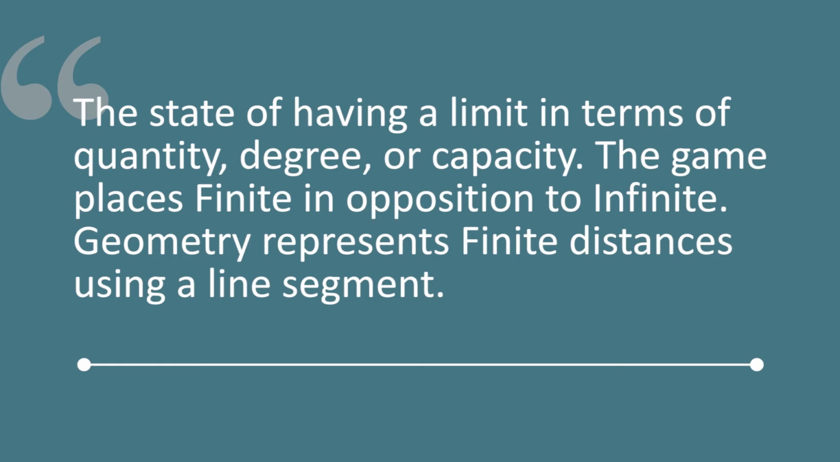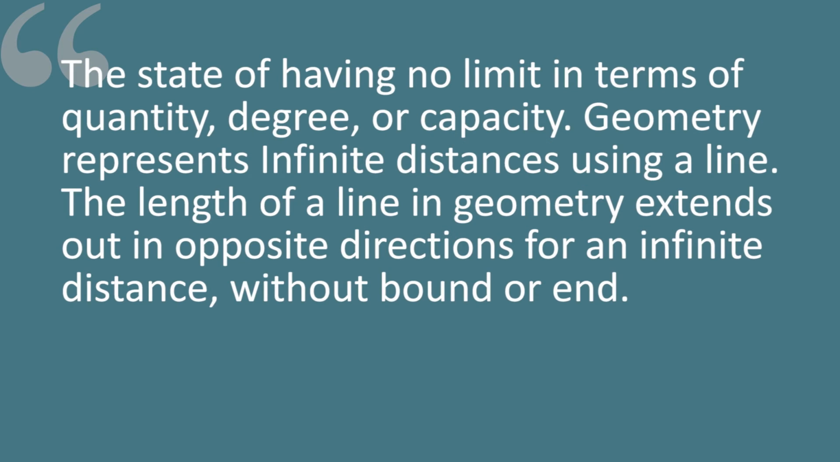So we have a line, and it stops on the left-hand side and stops on the right-hand side at fixed points. Finite. Now, let's go over to the next, the associated word, infinite, and we're going to define infinite this way. The state of having no limit in terms of quantity, degree, or capacity. Geometry represents infinite distances using a line. The length of a line in geometry extends out in opposite directions for an infinite distance without bound or end. And there's my fancy drawing of a line with arrows at each side.